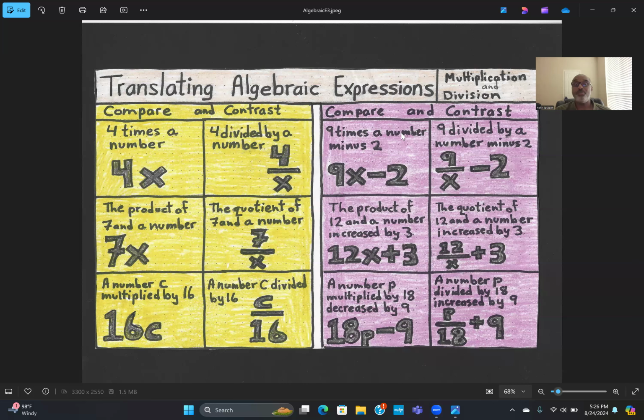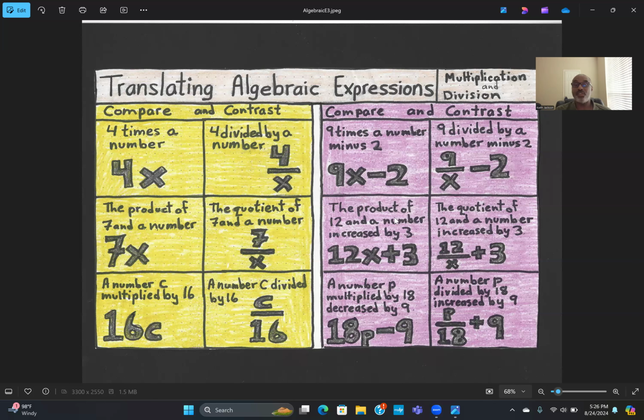So 9 times a number, then we're going to subtract 2 from it. And that's why we have this expression, 9x minus 2. Now let's take a look at 9 divided by a number minus 2. Division comes before subtraction and addition, so we're going to write 9 divided by x minus 2 right here.